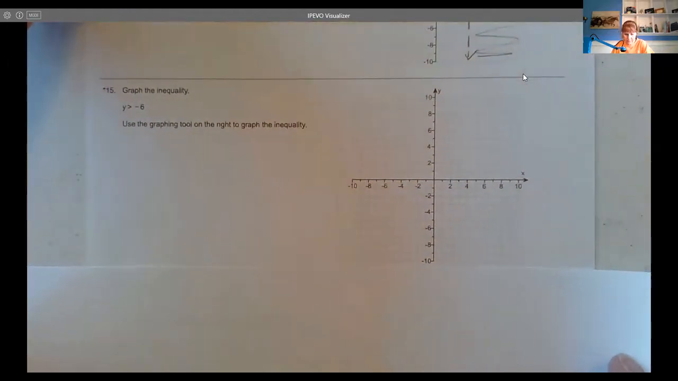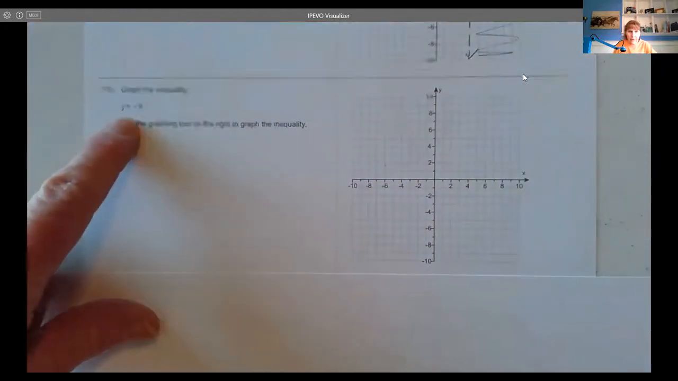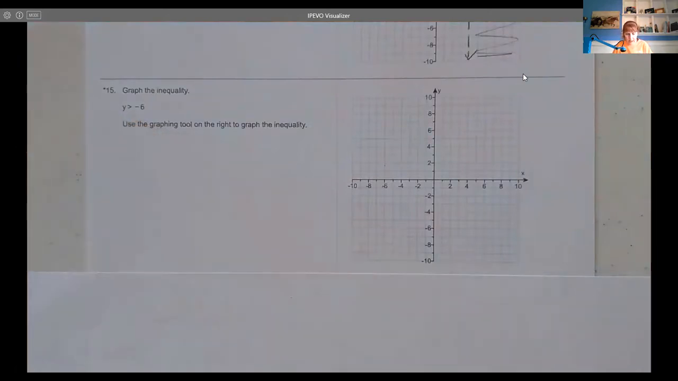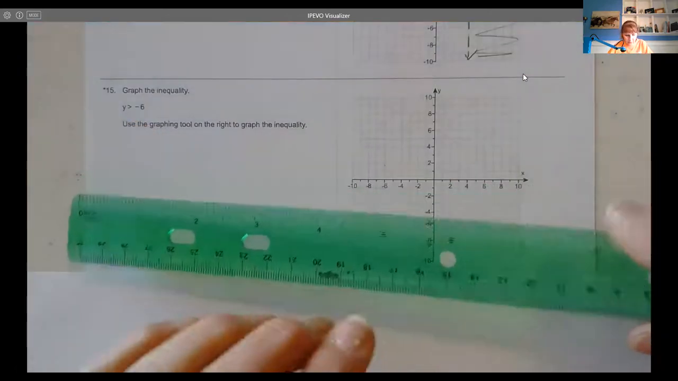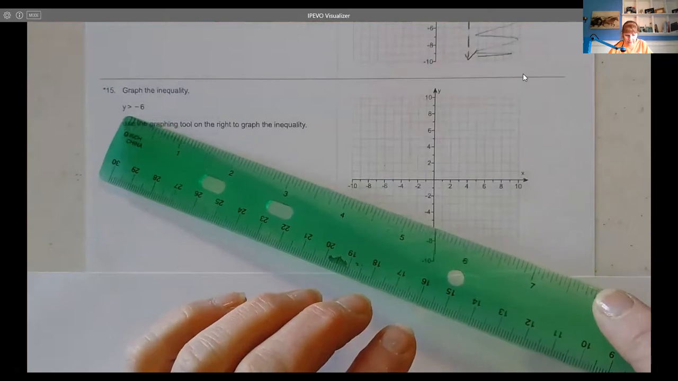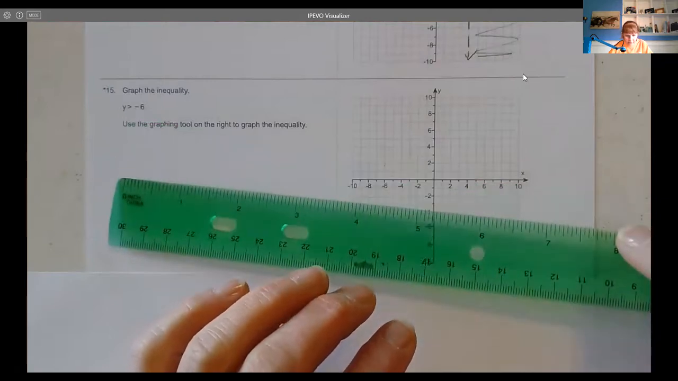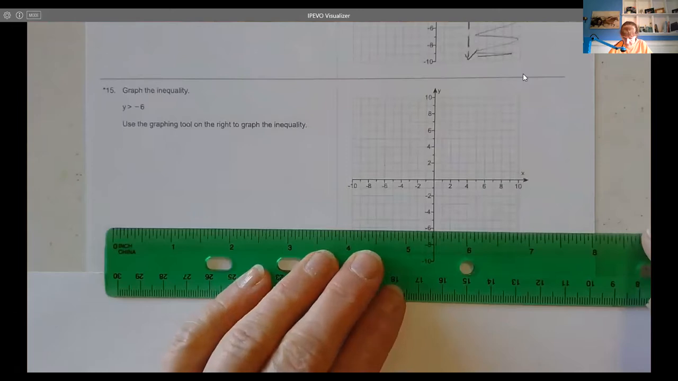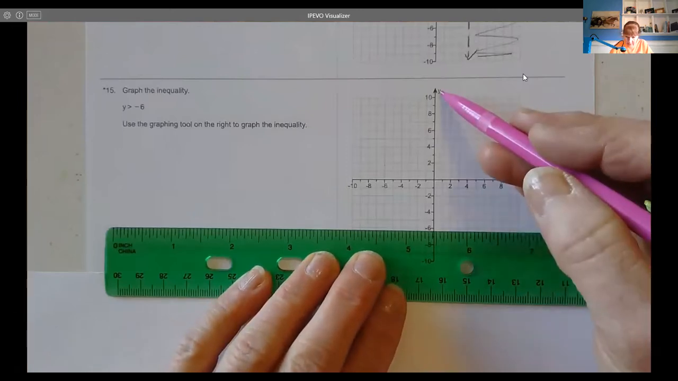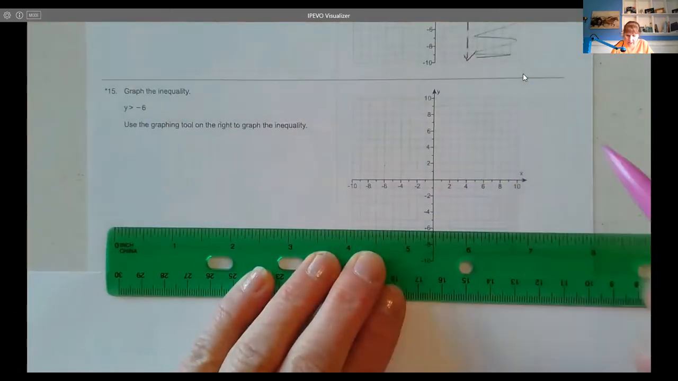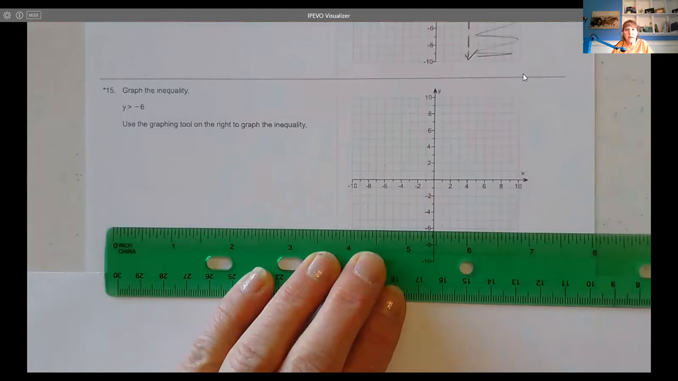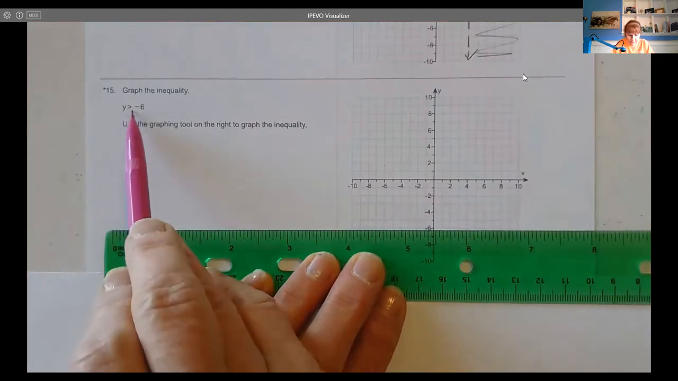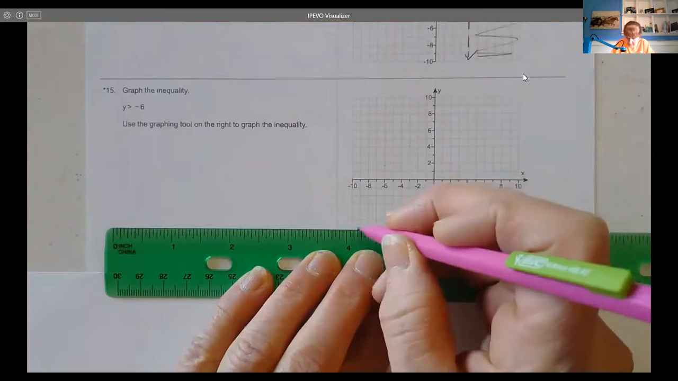Here, y's greater than -6. This is a horizontal line when it's missing the x, so we have y = -6. It's going to go through the -6 right here. So the horizontal line is going to hit the y-axis at -6. Do you want a dashed horizontal line or a solid horizontal line? Well, because we're missing the bar, we're going to do a dashed horizontal line.